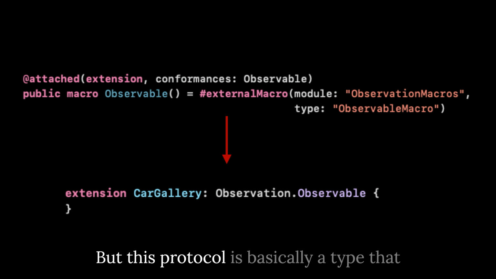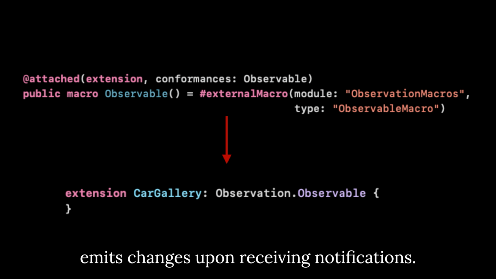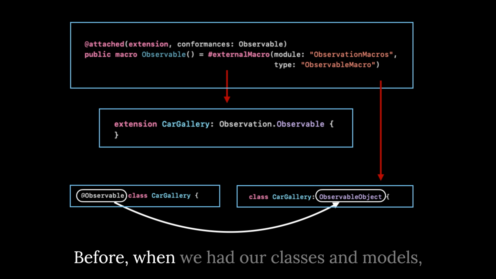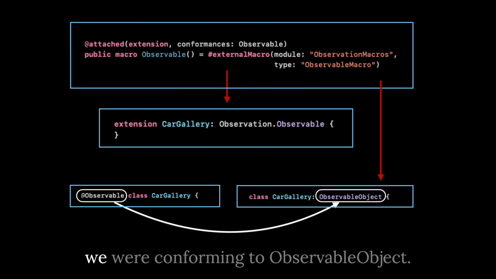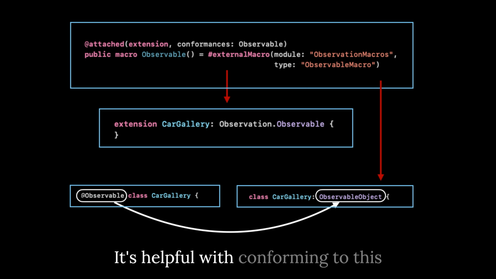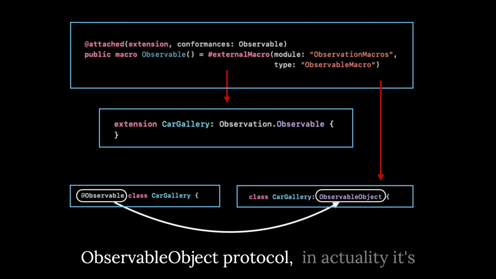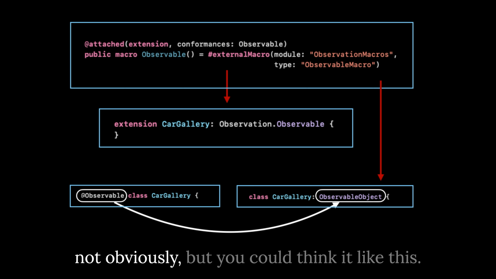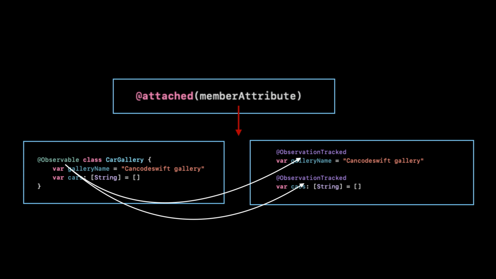This protocol is basically a type that emits changes upon receiving notifications. If you find this new concept hard to understand, I would recommend thinking of it like this. Before, when we had our classes and models, we were conforming to ObservableObject. So you could think of it like this: the Observable macro, specifically the extension macro, helps with conforming to this ObservableObject protocol. In actuality, it's obviously not, but you could think of it like this.